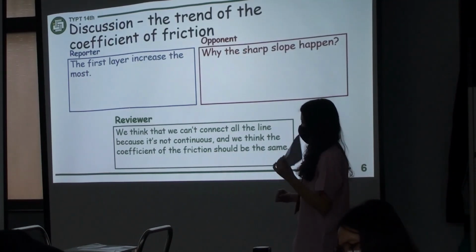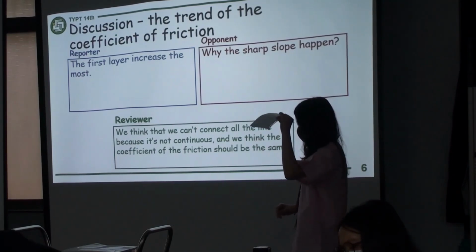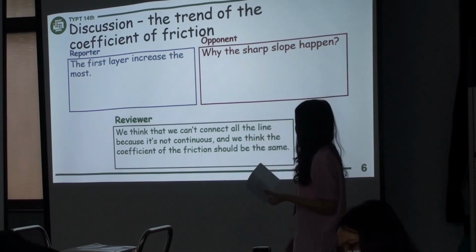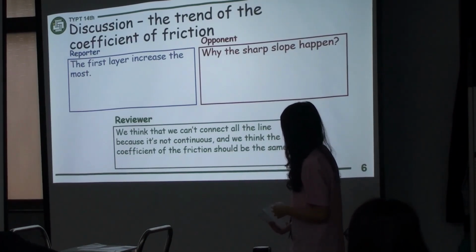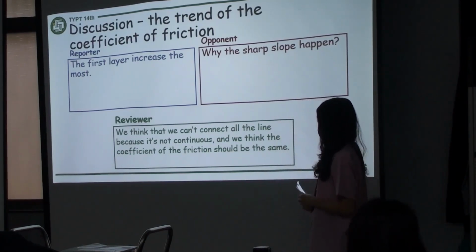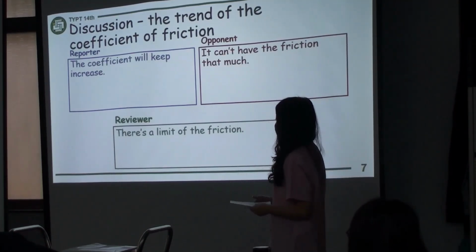If we increase the height of the tennis ball tower, we think the coefficient of friction will not increase too. We think the coefficient of friction should be the same all the time. Okay, and here's the third discussion of them.